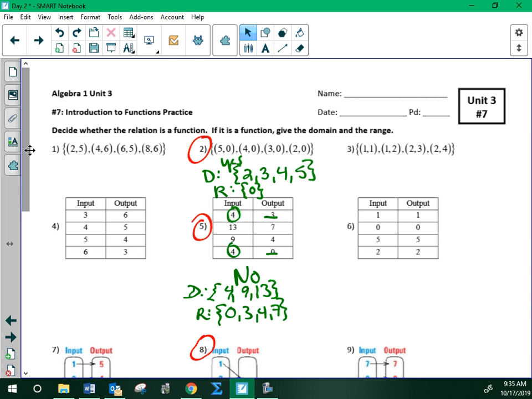So you guys wanted the stapled one as your homework. I'm giving you the single page one as your homework.